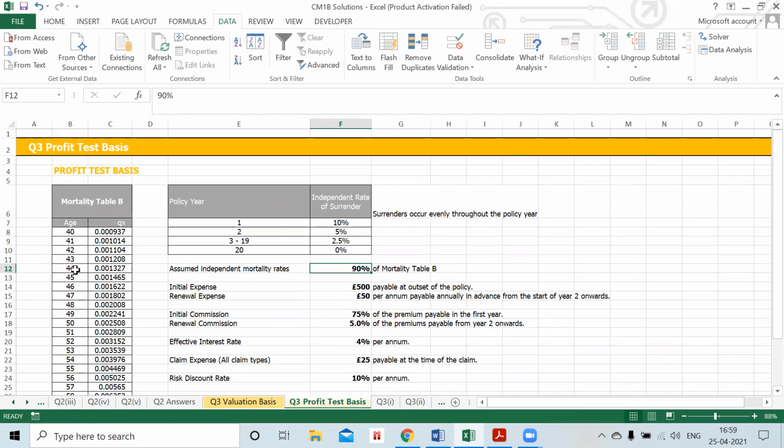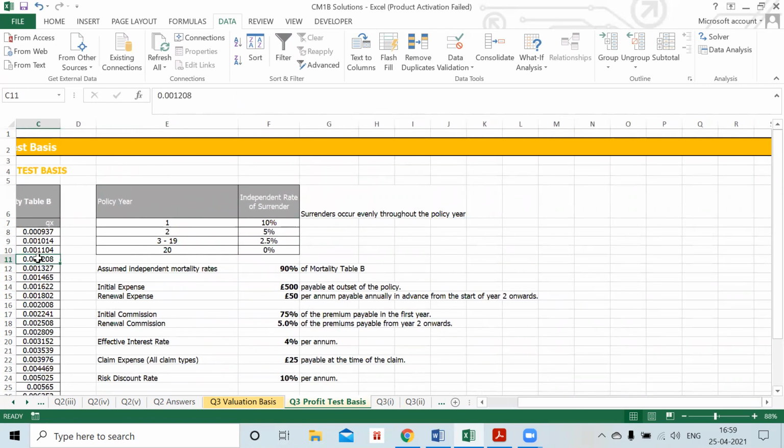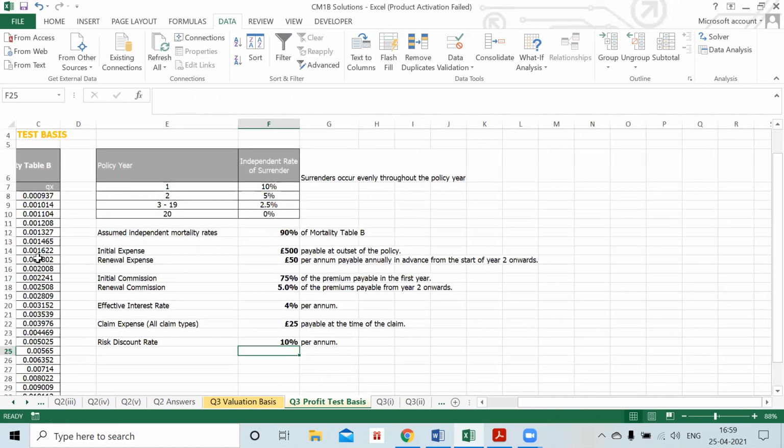Assumed independent mortality rates is 90% of this cycle. This is also not 90% of this. Initial expense 500, renewal 50, 75 initial commission, renewal 5% of the premiums, effective interest rate 4%, claim expense 25, and a risk discount rate, please make sure it is 10%.